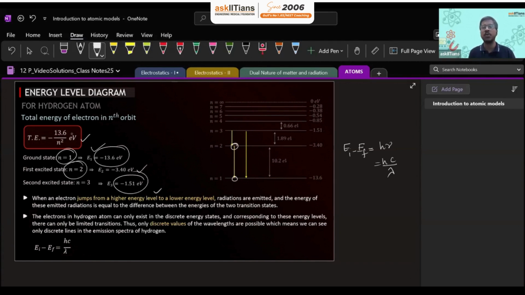Also, the postulates of Bohr, what are the conclusions and observations of the alpha particle scattering experiment, and what are the drawbacks of Rutherford's atomic model? Please go through all of these things, make proper notes, and if there is any doubt, let's go through the class once again.